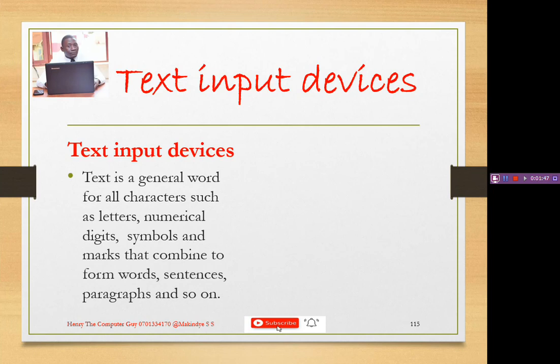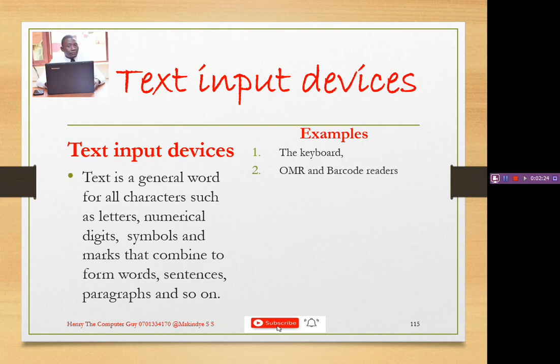So the devices that are used to enter those characters into the computer are the ones we refer to as the text input devices. Let's look at some examples of those devices. We have a keyboard, and it is an input device that contains buttons that are used to enter data or characters into the computer, for example through typing. You need A, you type A. You need to use the number pad, you type using the keyboard.